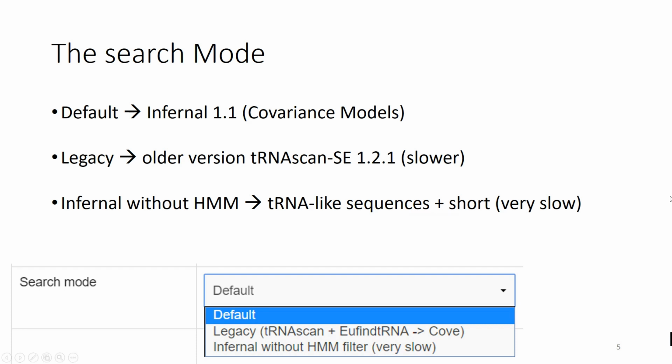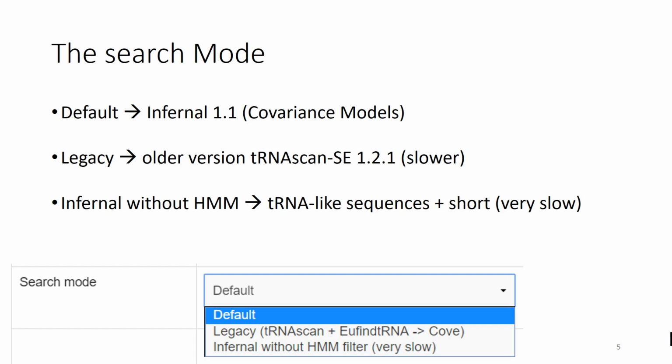Another difference, however, between the legacy and the default search mode is that the default one can detect chimeric tRNA, which are basically point mutations in the anticodon of the tRNA. Legacy can't find these, so that's another important difference.